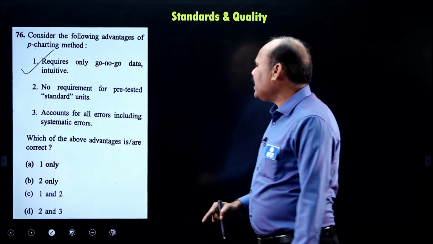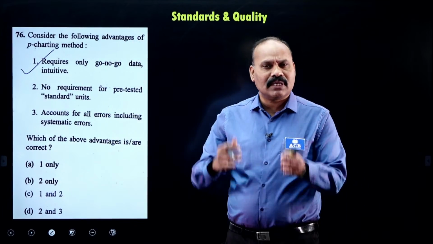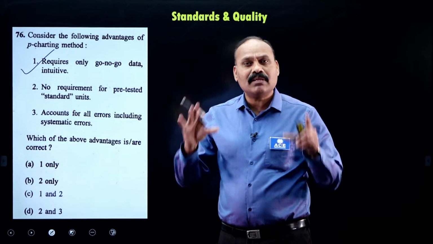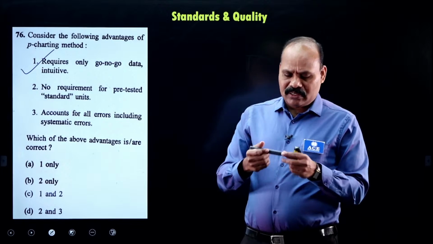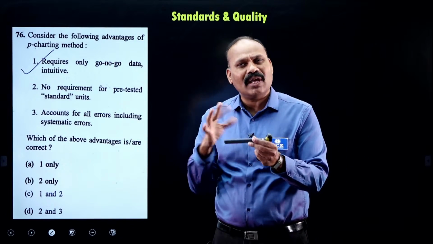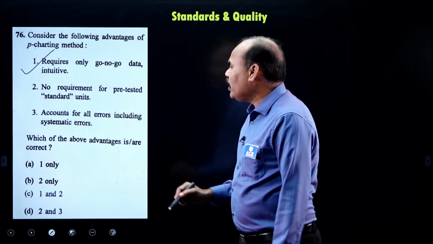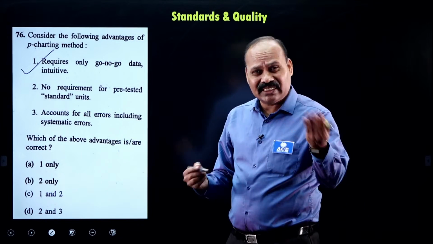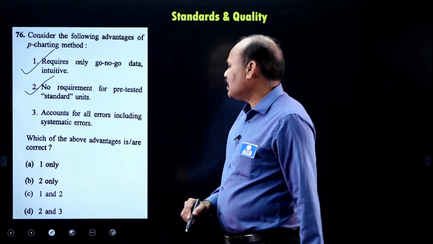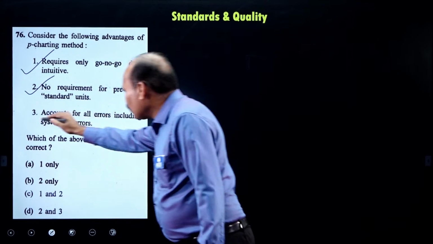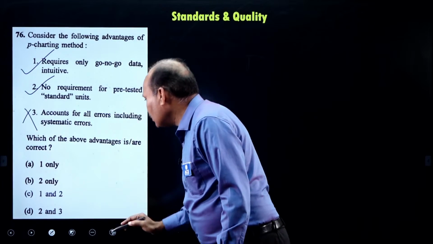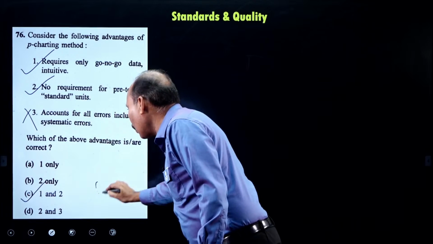No requirements for pre-tested standard units. Standard units means kilograms or length or weight or height or volume, or some measurement. But generally it's tested, no or yes. We are checking whether it is good or bad, that only we are deciding. So no need to go for any standard units. It is only yes or no, such kind of things. So these are correct. No requirements for pre-tested. Accounts for all errors, it is not correct. And moreover, only 2 options are available here. 1 is correct, 2 is correct. So answer is option C.